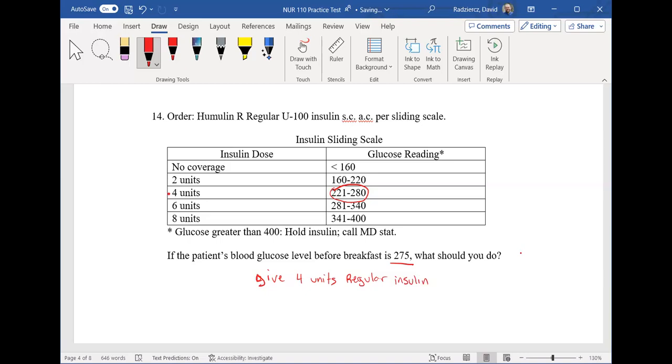The sliding scale just means every time you check it, then you adjust how much insulin you're giving to them. And these are patients that are usually kind of all over the place with their insulin, which is why they're being closely monitored and why you're using a sliding scale.